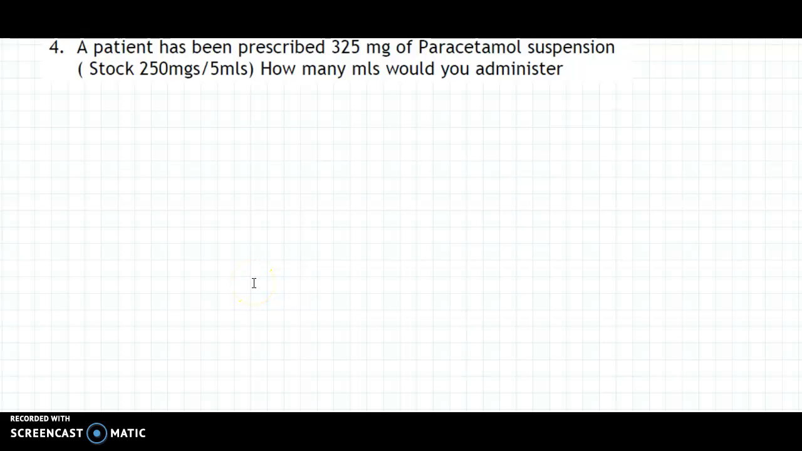A patient has been prescribed 325 milligrams of paracetamol suspension. The stock dose is 250 milligrams in 5 mils. Look, with milligrams in both places, our unit check is okay. We don't have to do any converting. Alright, and how many mils would you administer?